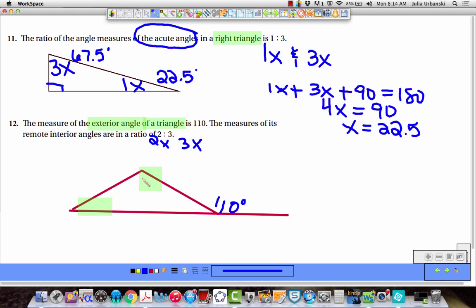It doesn't really matter which one you put it in. This one's narrower, this one's wider, so I'm going to put it there. Make your equation and solve it now. The 110, the exterior angle, is equal to the other two remote angles added together.